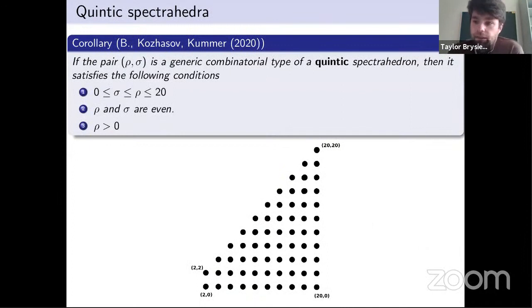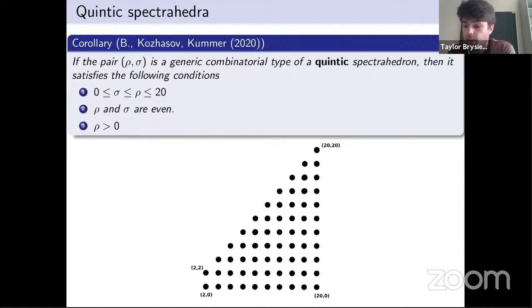So here's our theorem that we had before for the necessary conditions, specified for the case of d equals 5. So we just replaced the number before with 20 here. Rho and sigma are both even, and rho has to be greater than 0. And so there are 65 a priori possible combinatorial types given this theorem. And they're listed here. They're just plotted. So rho is on the x-axis, sigma is on the y-axis here. And now the goal is to do exactly what Sternfels, Vincent, and all of them did to prove the other direction. We're just going to find an example of each.